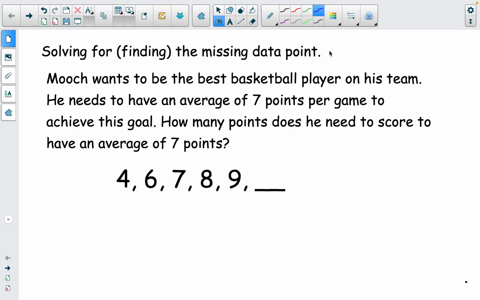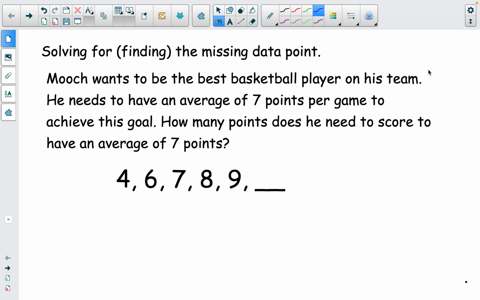Solving for or finding the missing data point. For this, I would like you to watch, pause the video, and work along with me. See if you can anticipate what the next steps are. Work along, pause, see if you're correct, re-watch. Hopefully this helps you. There are three different problems. Have your calculator with you.